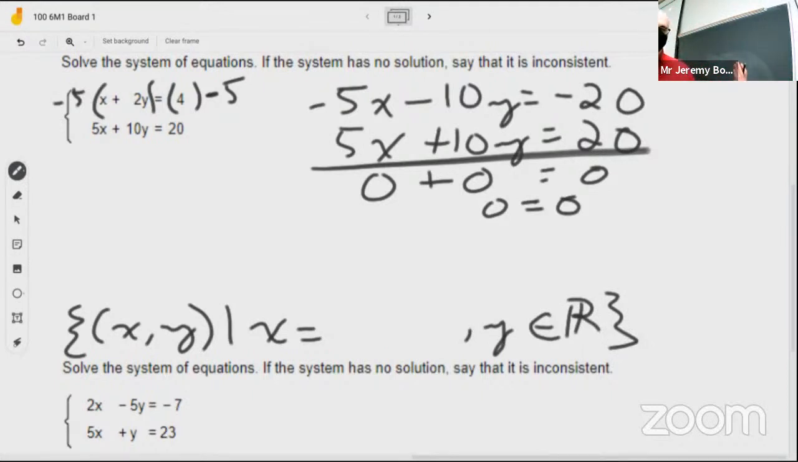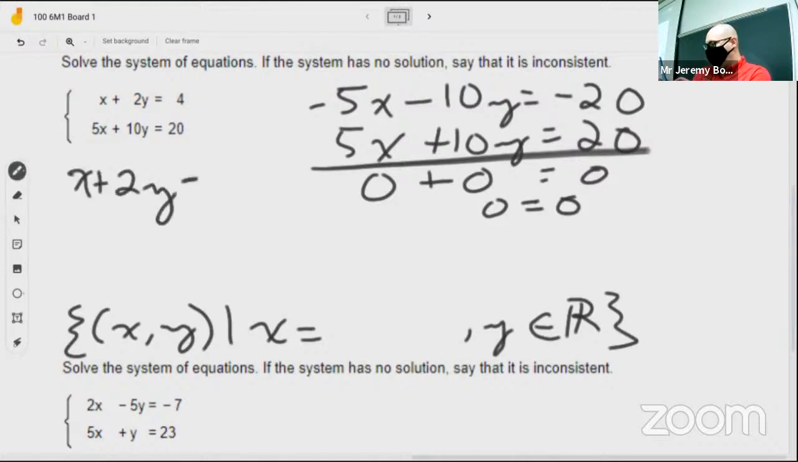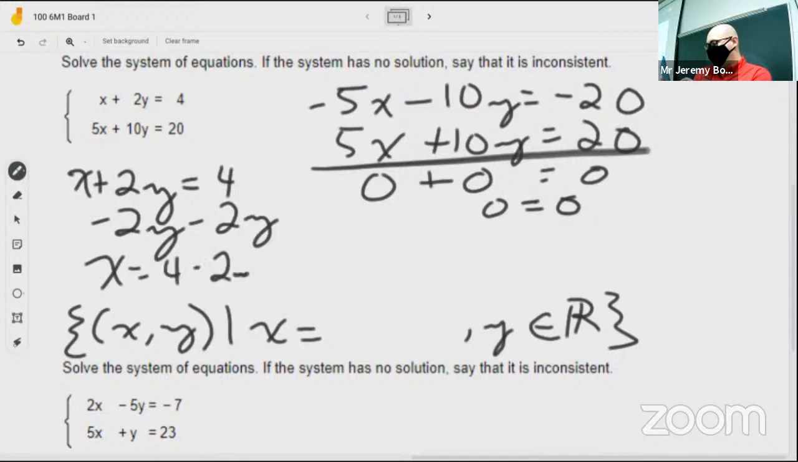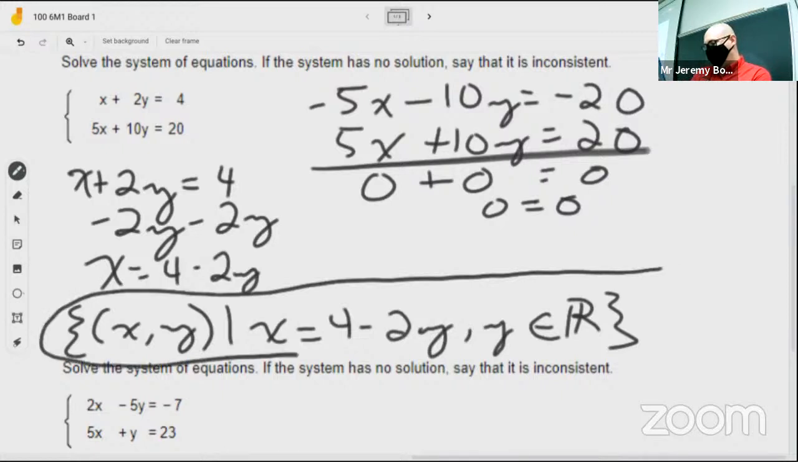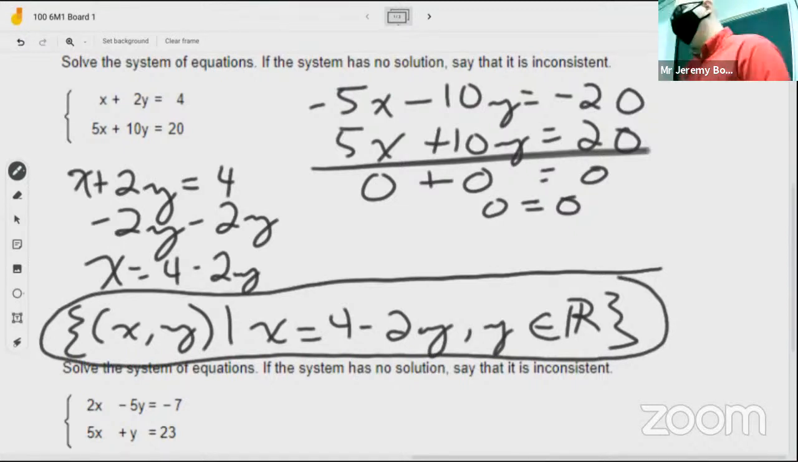The double bar R is the real numbers, and that e means is an element of, or is part of that set. So since y'all just have to select it, you don't have to write it. If we want to solve for x here, let's use the first one, x plus 2y is equal to 4. Subtract 2y, and we'll get x is equal to 4 minus 2y. So that's going to be our definition of x. That's going to be our answer. So x comma y such that x is 4 minus 2y, and y is any real number.